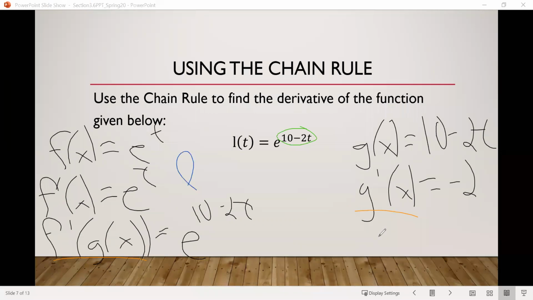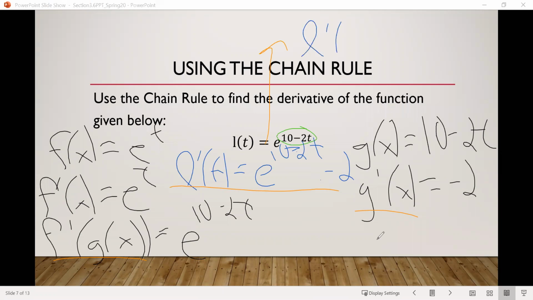So our L prime of t here is going to be e to the 10 minus 2t times negative 2, which if you want to write that in a little bit more simplified version, or just a more common way to write that, would be L prime of t is negative 2 times e to the 10 minus 2t. Okay? And that is our derivative. Fun stuff, right? Oh, I know.